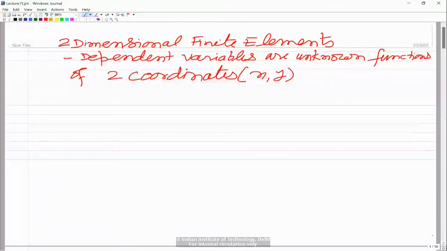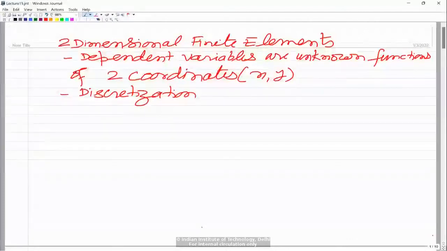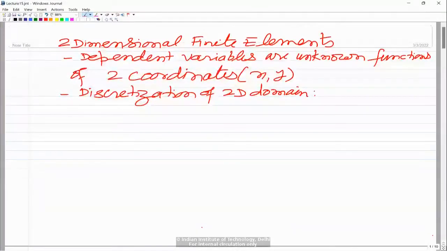So then we need to use two-dimensional finite elements. In 1D, you have seen that in the truss and beam we are discretizing a one-dimensional domain, that is the domain along the length of the structural member. Here we discretize a two-dimensional domain. In 2D finite element, we discretize the two-dimensional domain, and the domain can be arbitrary. Either it could be a regular geometry, say a rectangle, or it can be any arbitrary geometry.